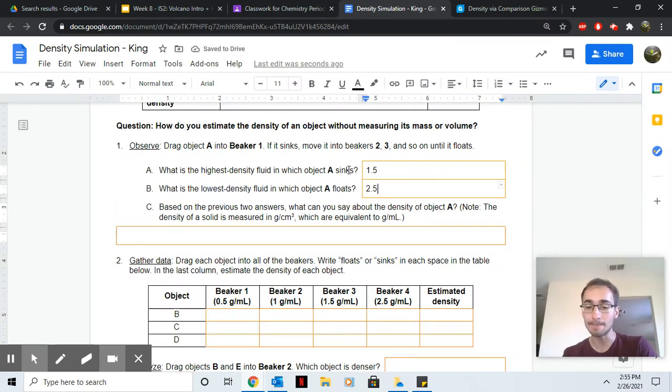So for part C, I'm going to give you a second. Try and figure it out. If I know it sinks in 1.5, but it floats in 2.5, where should the density be around? I'm going to give you a little bit. Try and figure it out. Think about it, and then I'll go over the answer in 10 seconds.